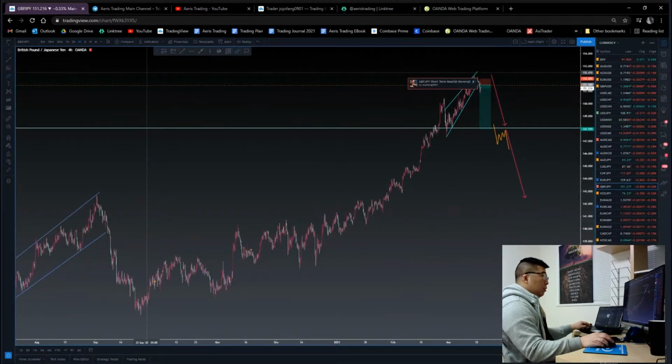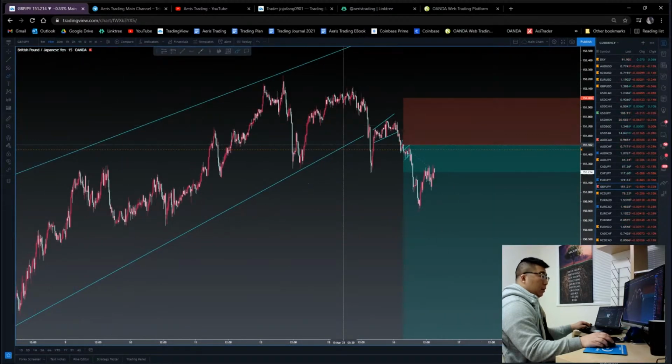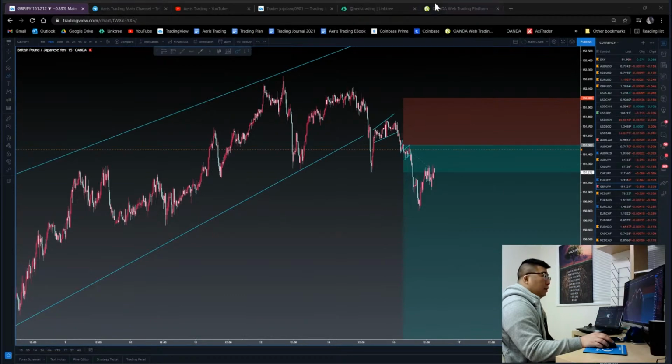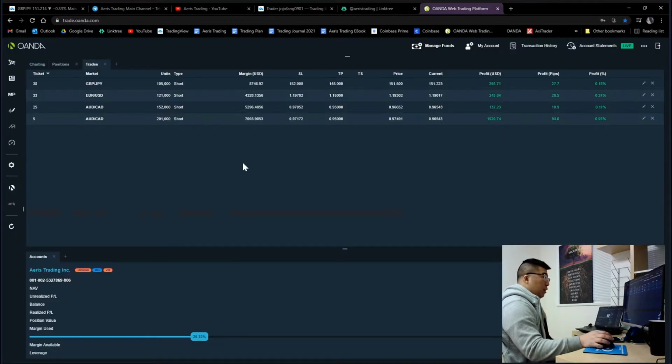Pound yen. I'm also in pound yen, looking to see if this is just another correction here and then pushes the price down. That is what I'm looking for in the upcoming 24 to 48 hours. And these are all the trade positions I'm in. Just want to show you guys the live trades I'm in: pound yen, euro dollar, and two Aussie CAD positions.